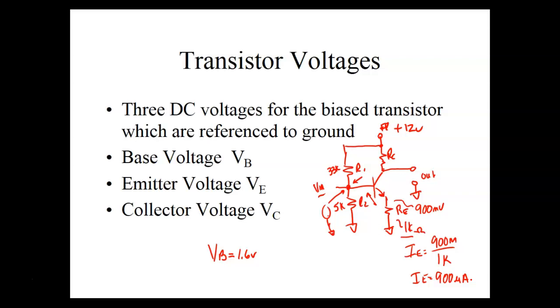So let me do it. 900 milli divided by 1K. That's 900 micro, and then we move it over three places. You can't argue with that.